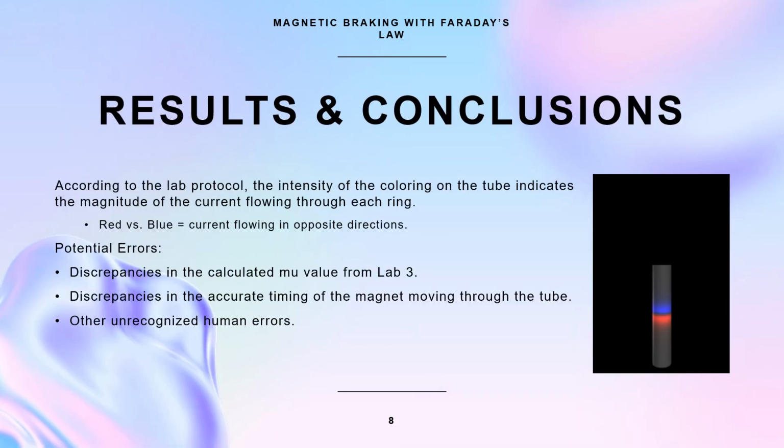According to the lab protocol, the intensity of the coloring on the tube indicates the magnitude of the current flowing through each ring. We have red versus blue, and this is the current flowing in opposite directions. Some potential errors that could have happened in this lab, which is observed by the difference in the total time it takes for the magnet to fall through the tube, could be discrepancies in the calculated mu value from lab 3, discrepancies in the accurate timing of the magnet moving through the tube, and other recognized human errors.